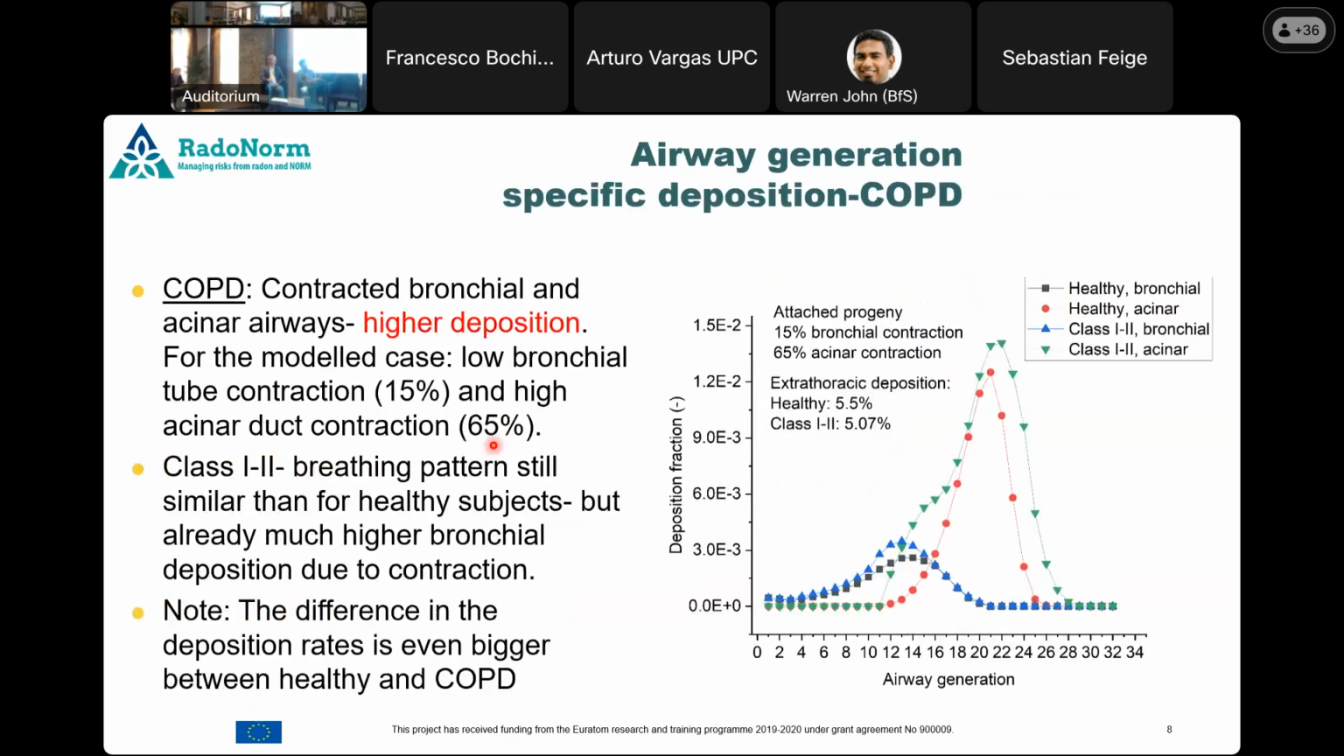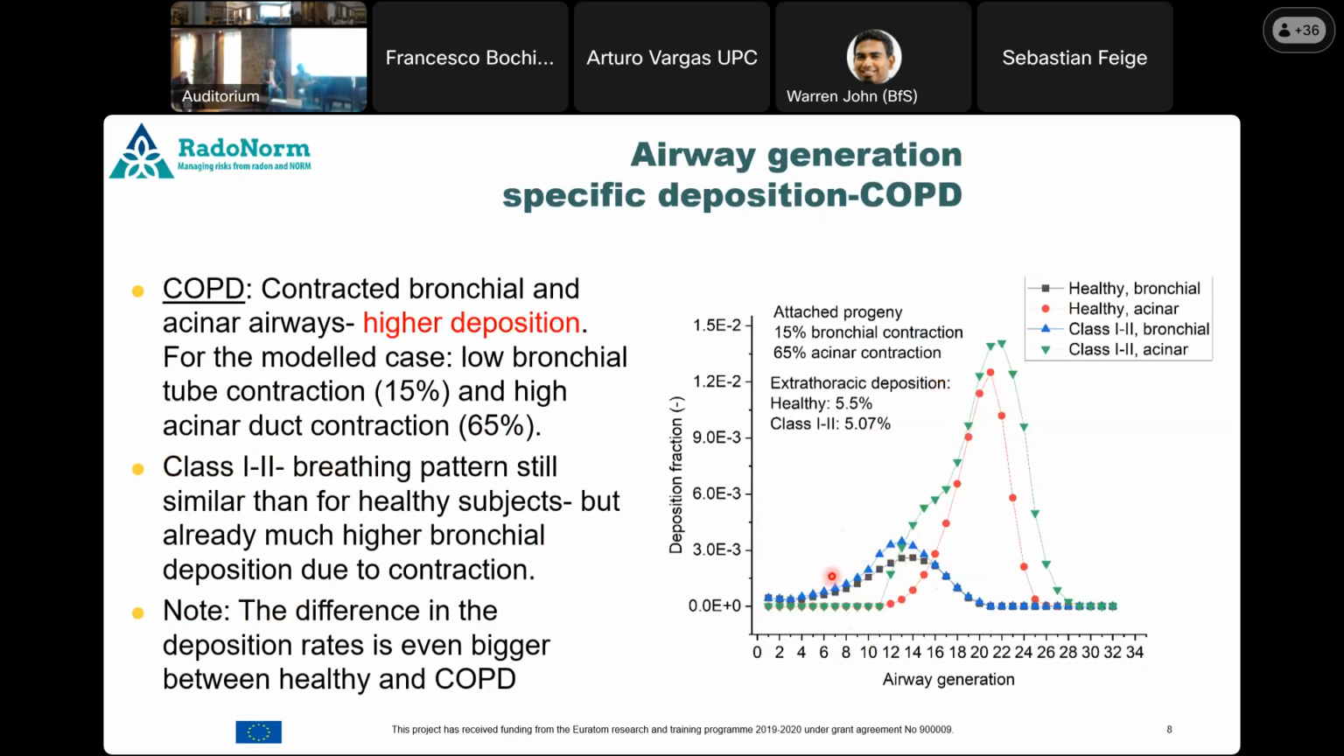Thank you. So the bronchial contraction also has an effect, but here is the biggest contraction. So in the acinar airways, in the bronchial respiratory region, quite a lot of progeny deposit. But for dosimetry, the bronchial deposition is important. As you can see here, the bronchial deposition is also more for COPD.